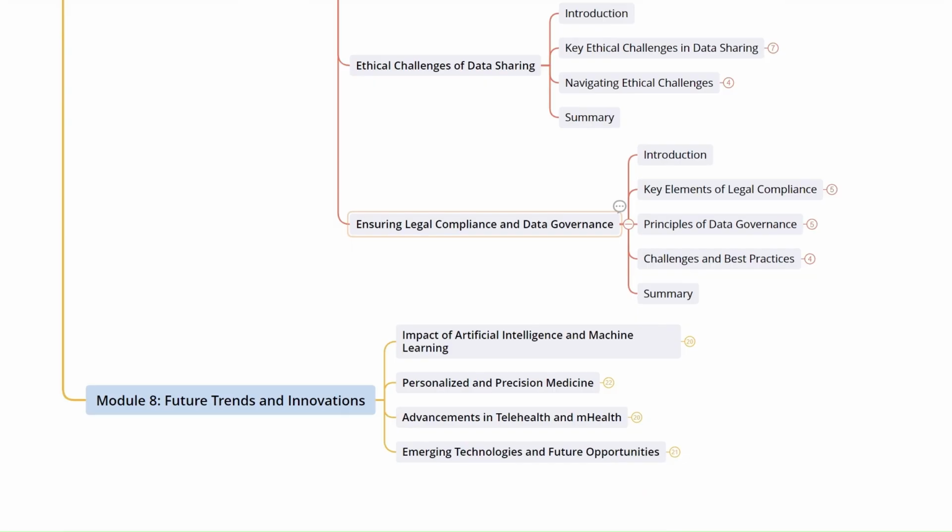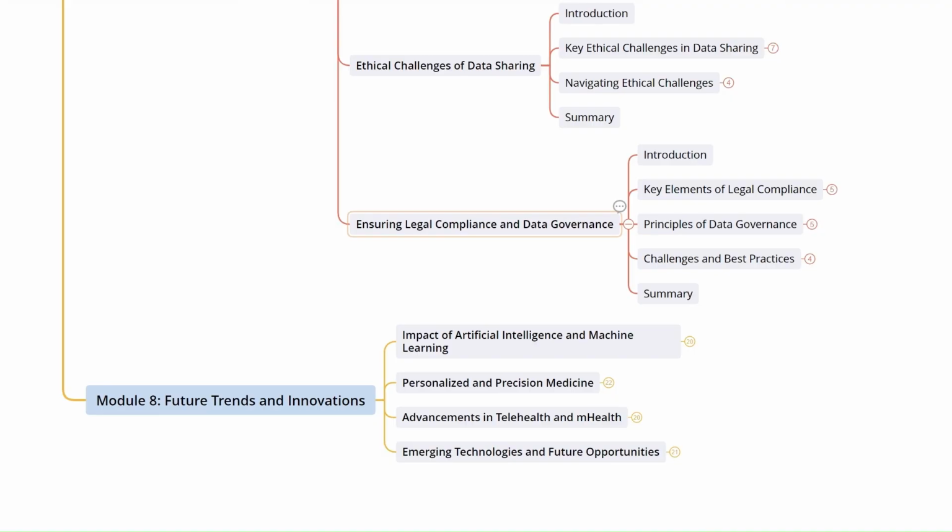Finally, ensuring legal compliance and data governance forms a vital part of responsible data management. Healthcare providers and organizations must navigate an intricate web of local, national, and international laws that regulate health information. Laws such as HIPAA in the US, GDPR in Europe, and various other regional regulations set the standards for data privacy, security, breach notification, and cross border data transfers.